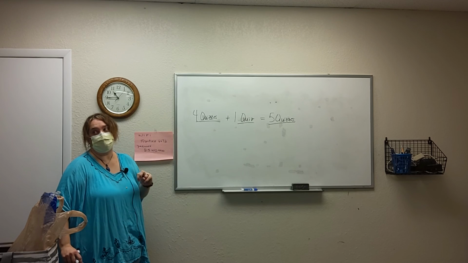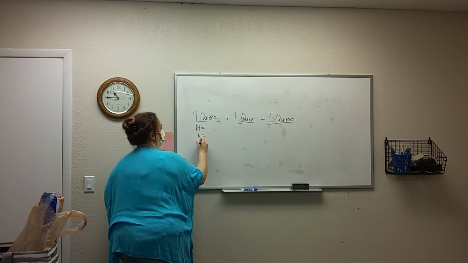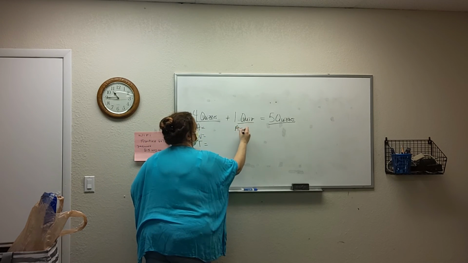Step 2, this is a no-brainer. All you have to do on step 2 is write A, N, and T under each category. And that stands for average, number, and total.